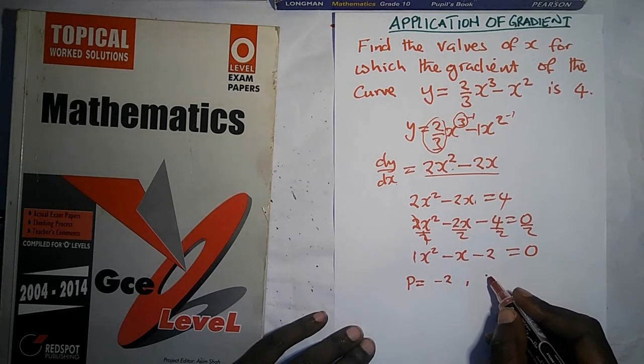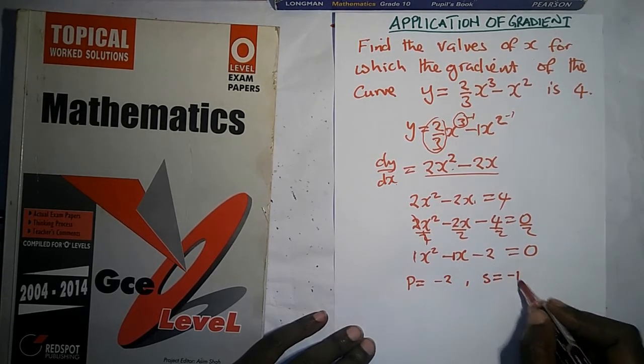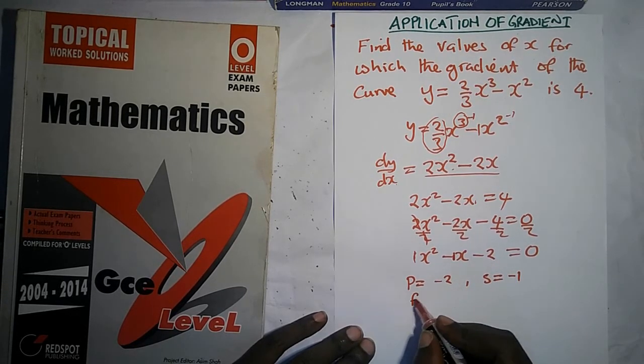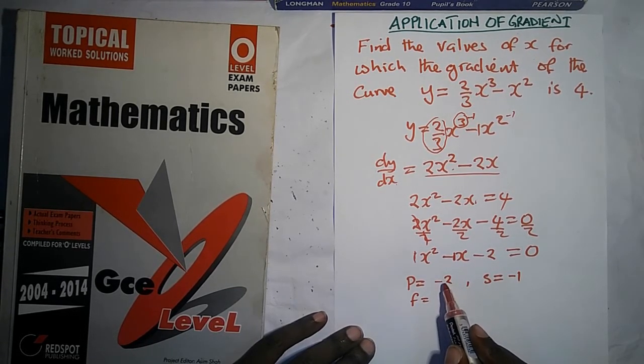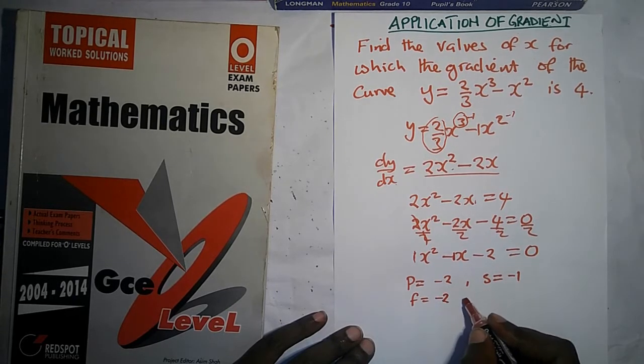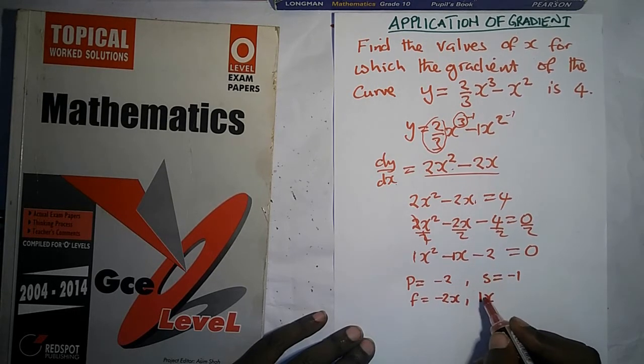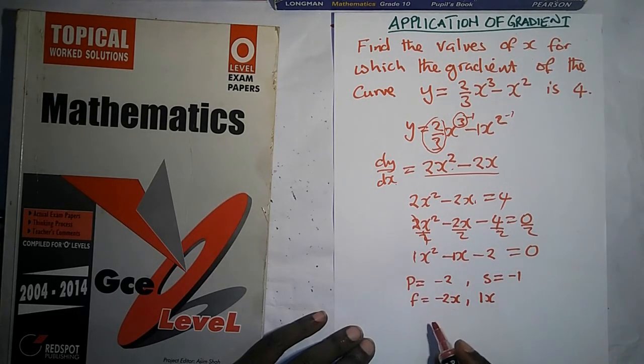And then we can write down the sum. The sum is the coefficient of x in the middle here, which is negative 1. And then you can write down the factors, two numbers that can be multiplied to give negative 2 and added to give negative 1. And so those two numbers that we have are negative 2 and positive 1. When you multiply negative 2 times 1, you get negative 2. When you add them, you get negative 1. So remember to put x here, because the equation that we have is in terms of x.